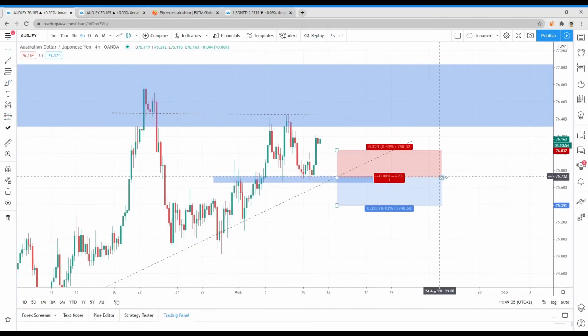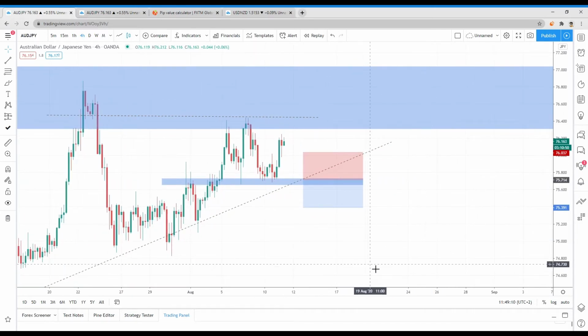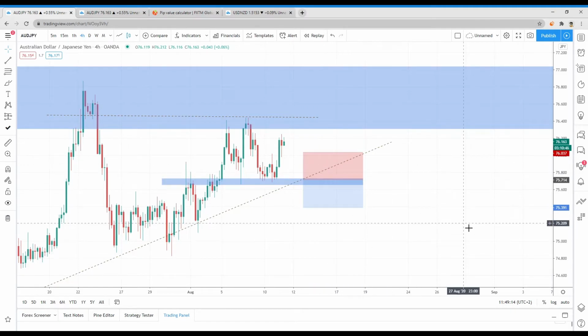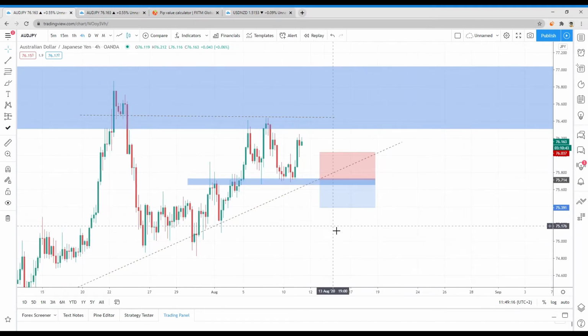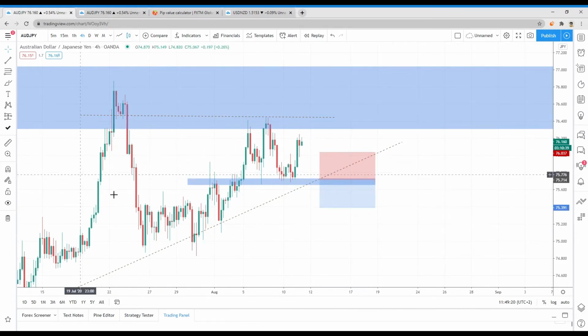What do we need to do next? Okay, we need to set our stop loss and take profit. I've seen many of you guys using the same stop loss and take profit on every trade, which is wrong. Every trade is different, so you need to adjust your stop loss and take profit according to the market.